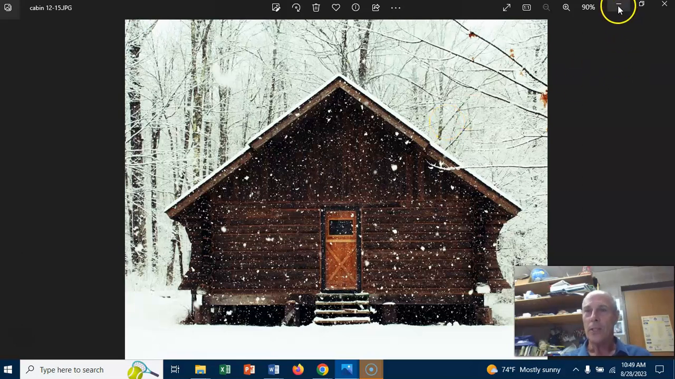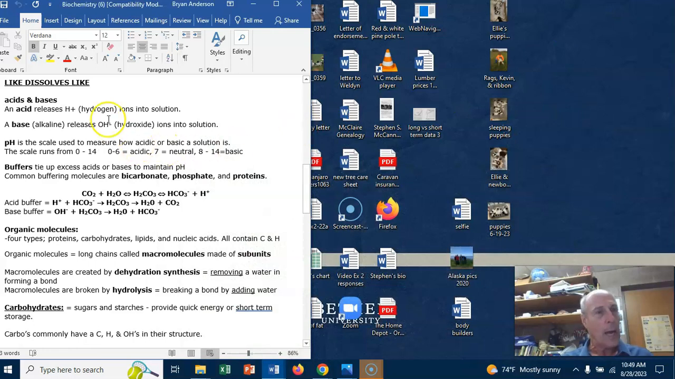So bleach can be just as nasty as acid, but with the opposite pH. So pH is the scale that measures how acidic or basic something is. And it runs from 0 to 14. 0 to 6 is acidic, 7 neutral, 8 to 14 is basic. And your body really has to do a lot of work to try to keep that pH in the right range. And so it uses buffers to do that.